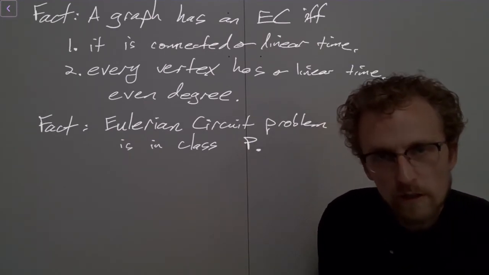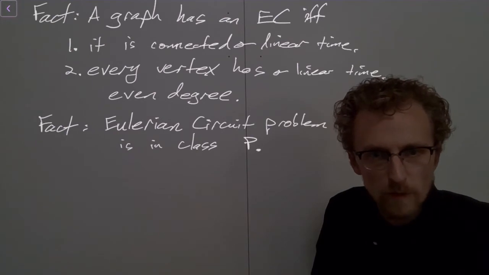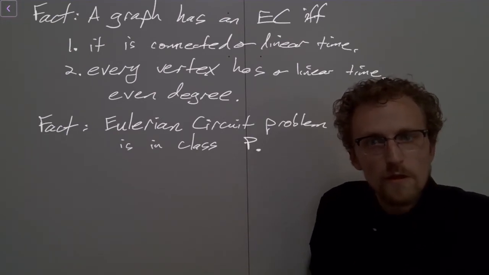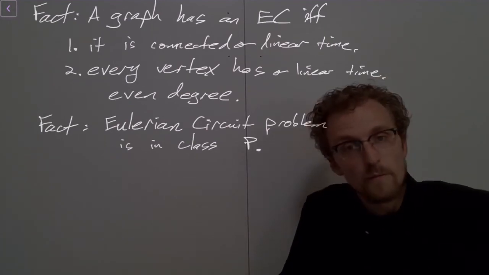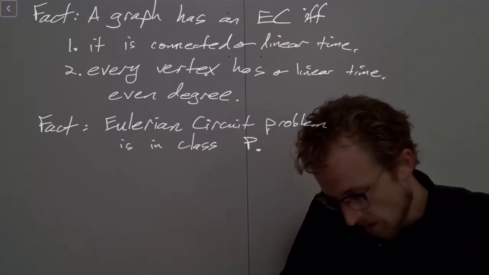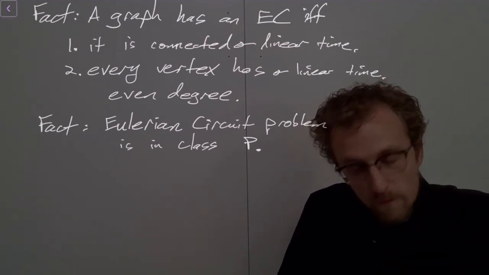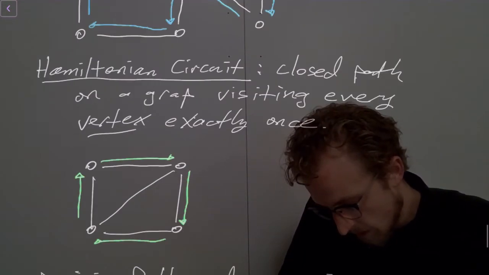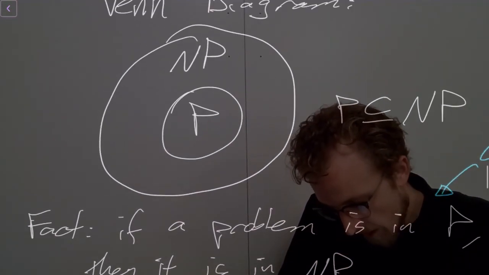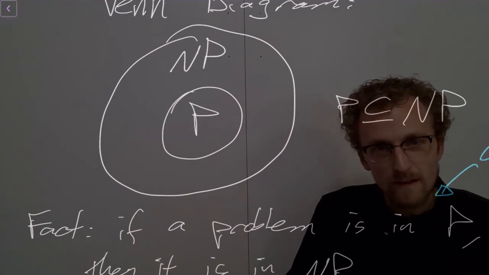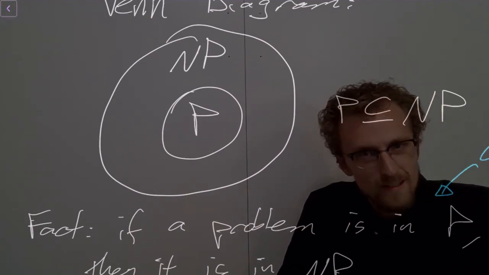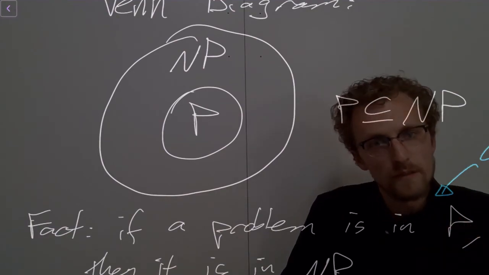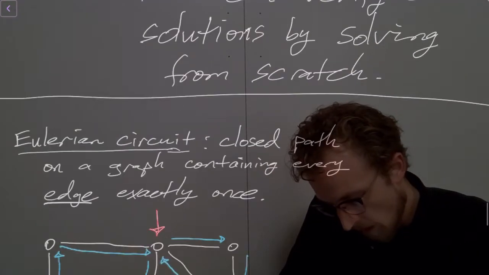It's also clearly true that the Eulerian circuit problem is in class NP. So how do we know it's in class NP? Well, there are two ways we can verify this. The first way is we can say, look, we know that it's in class P, and we have this Venn diagram. Every problem that's in class P is in class NP. So we're done, right? If you believe the Venn diagram, we're done.